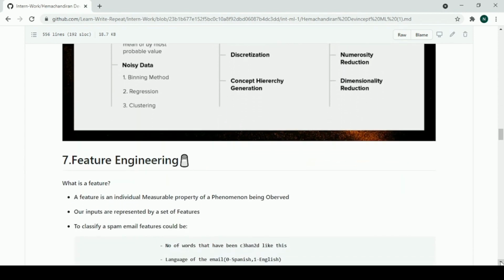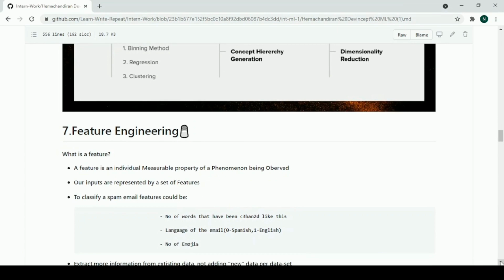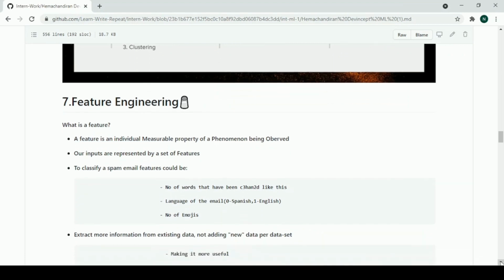Proceeding towards feature engineering. What is a feature? It is basically an individual measurable property of a phenomenon that is being observed. Our inputs are represented by a set of features. For example, to classify a spam email, features could be the number of words that have been used, the language of the email, which also plays an important role, like 0 if Spanish is used and 1 for English, and the number of emojis. On these 3 categories, we can classify a spam email.